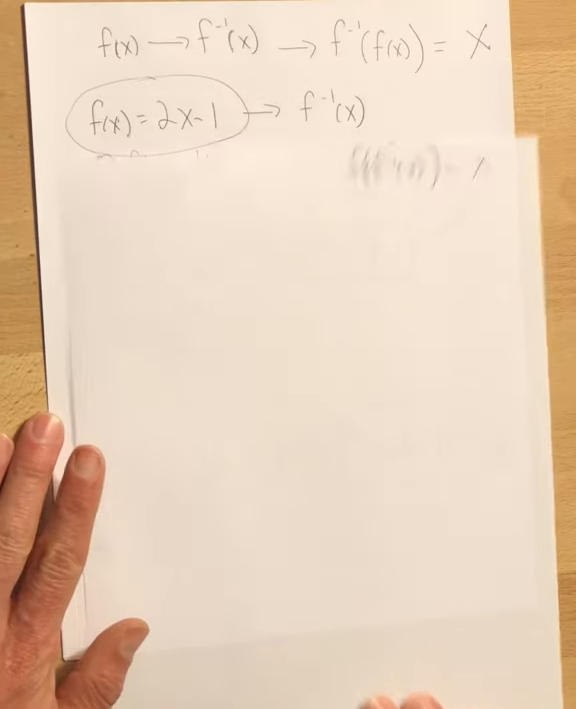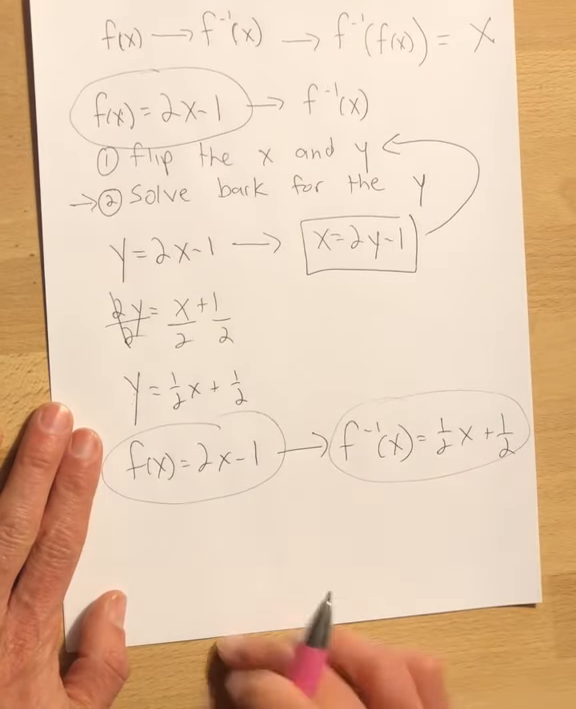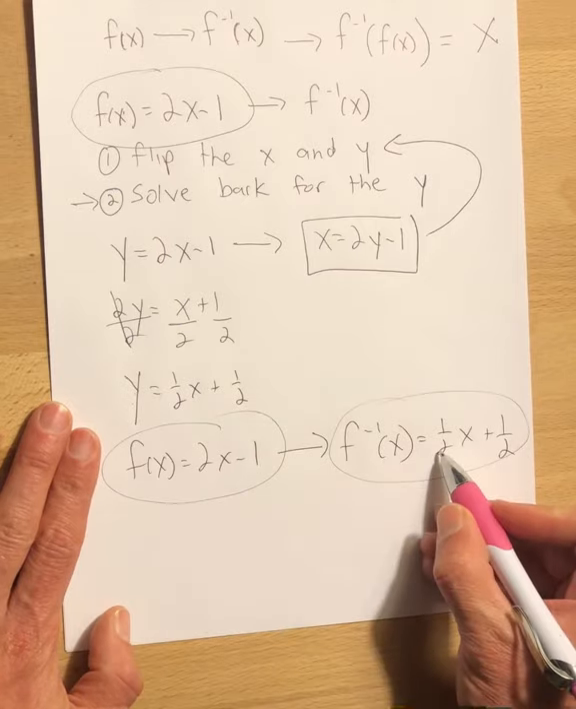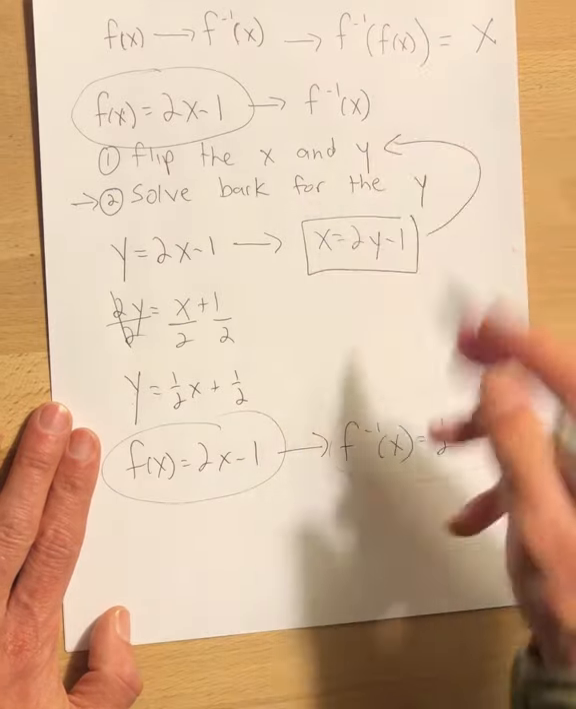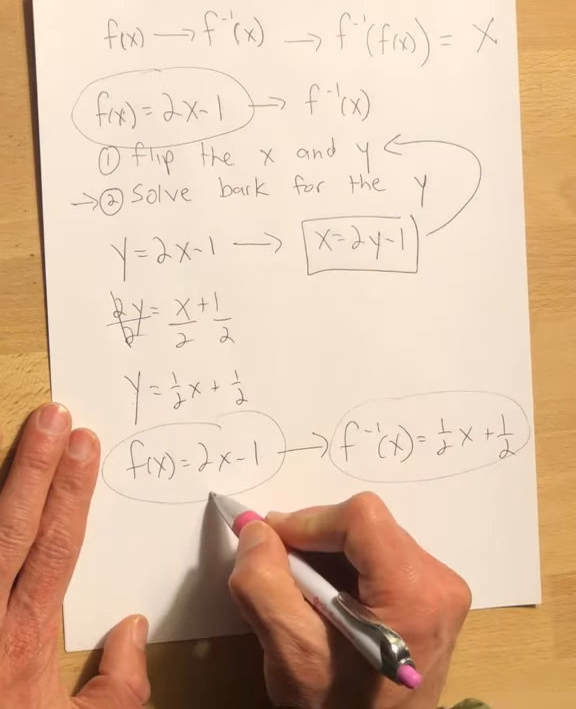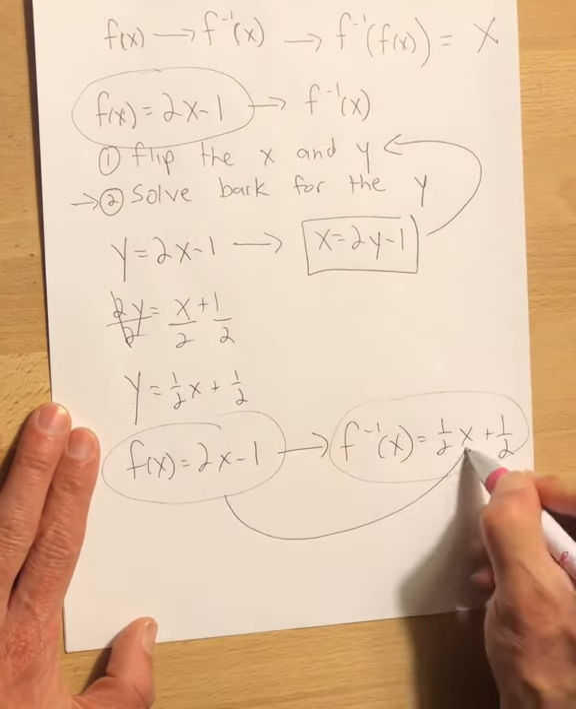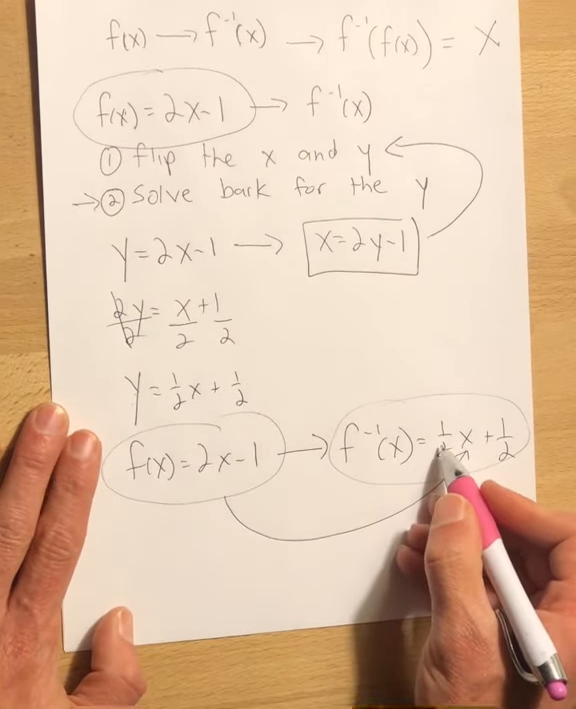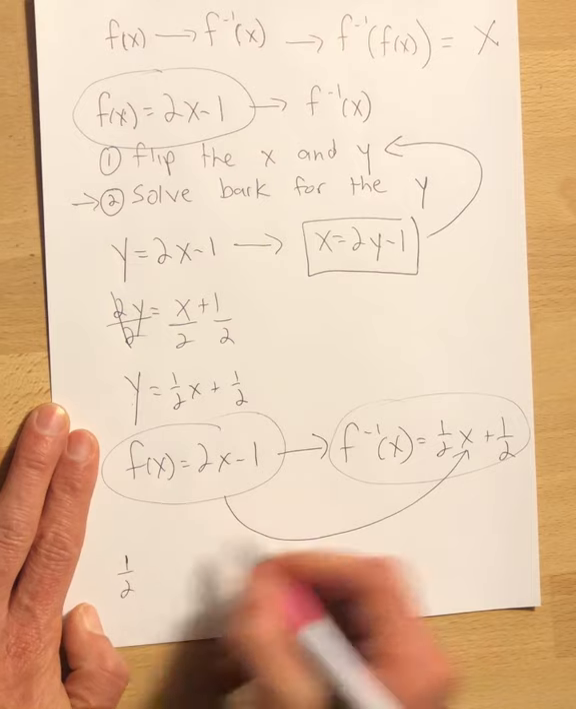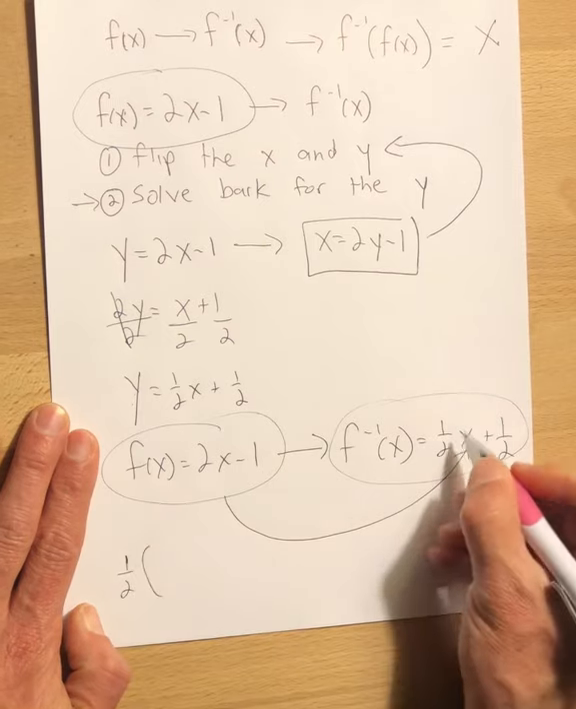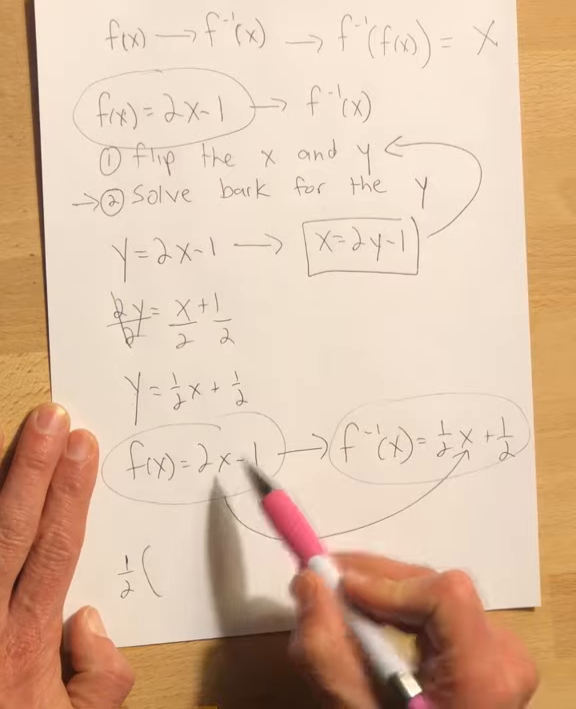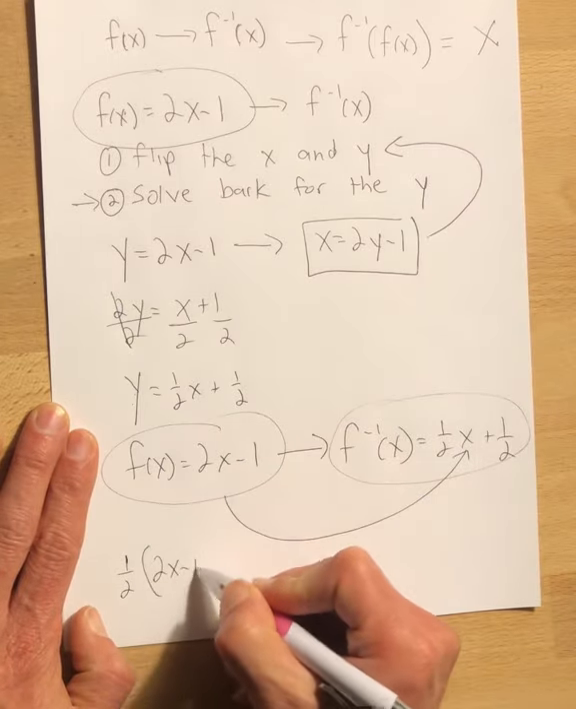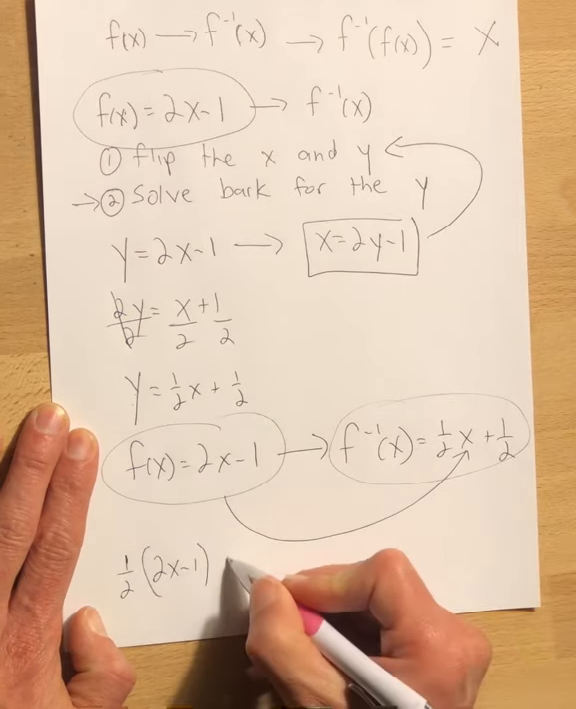If that doesn't make sense to you, let's come back to these. I'm going to plug one of these in place of the other x. Let's just follow this rule. I'm going to take the inverse, 1/2 x, and instead of x, I'm plugging in the function, 2x minus 1, in place of x, plus 1/2.